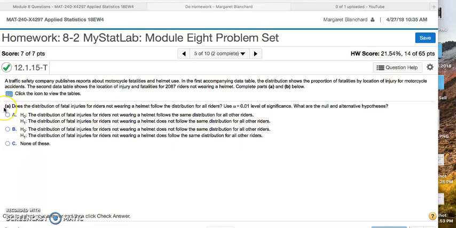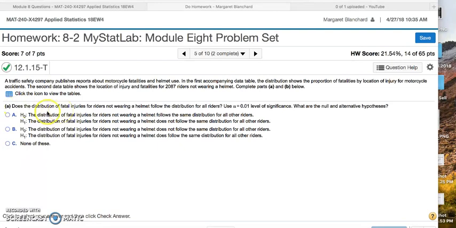So let's look at part A. Does the distribution of fatal injuries for riders not wearing a helmet follow the distribution for all riders? Use alpha equal 0.01 level of significance. What are the null and alternative hypotheses? So again, remember that the null hypothesis is that the distributions are the same. The alternative is that they're not.